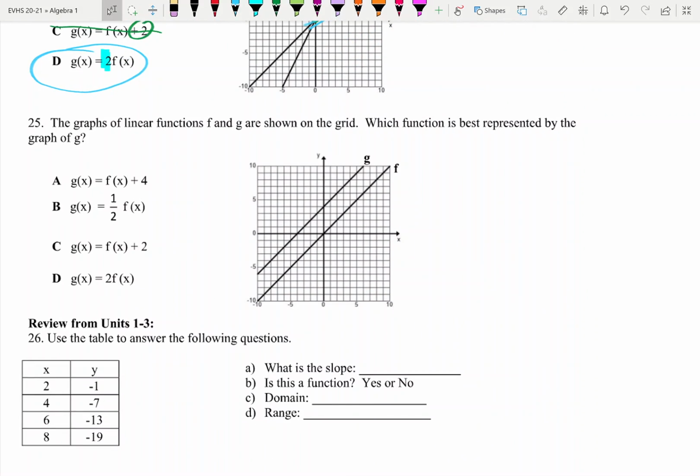Number 25, graphs of linear functions are shown. Which function is represented by the graph of G? Well, again, f is our linear parent function. It looks like the two are running parallel side by side, so they're going to have the same slope, which means I'm not going to have anything on the slope there. So that one can be crossed out, and this one can also be crossed out. Now, to get from F to G, it looks like I rose up, and it went up by 1, 2, 3, 4 units. So this one says +2, this one says +4. The +4 wins.